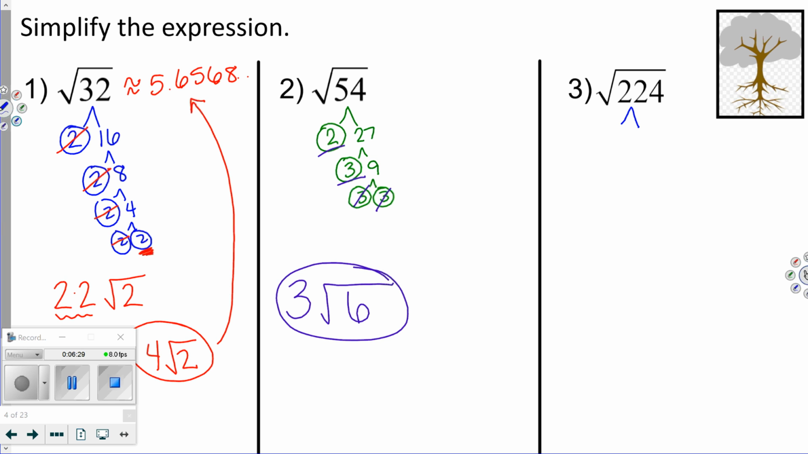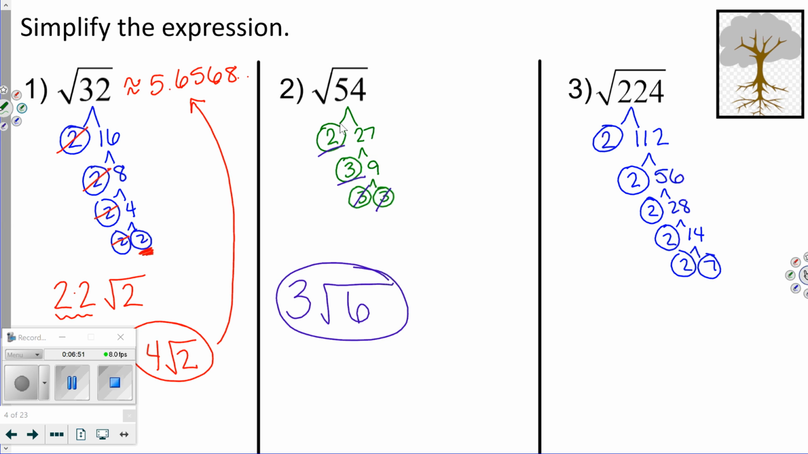All right, so the square root of 224, sorry, is not perfect. So let's do our factor tree. I'm going to go 2 and 112. I like 2s in case you didn't notice. That's going to split to 2 and 56, 2 and 28, 2 and 14, 2 and 7.